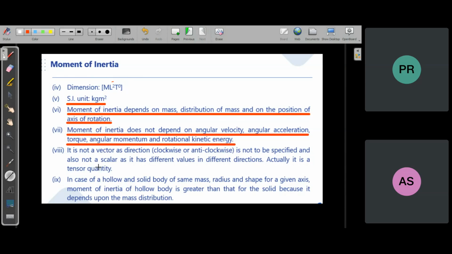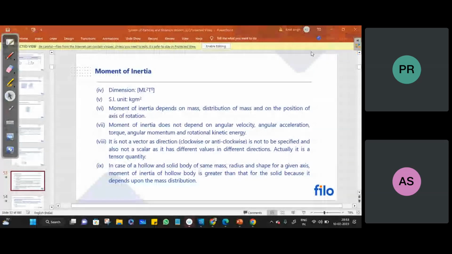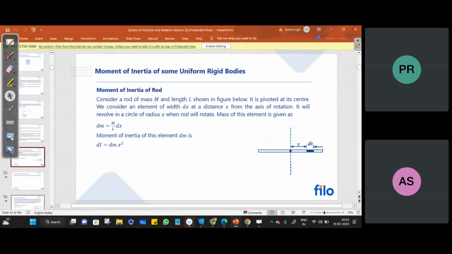Some books go to the extent of saying that it is also not a scalar quantity, it is a tensor quantity. But in your JEE syllabus, you don't have to study the tensor quantity. You only have to understand that it is not a vector quantity, first of all. And for the same body, moment of inertia has different values about different axes of rotation.